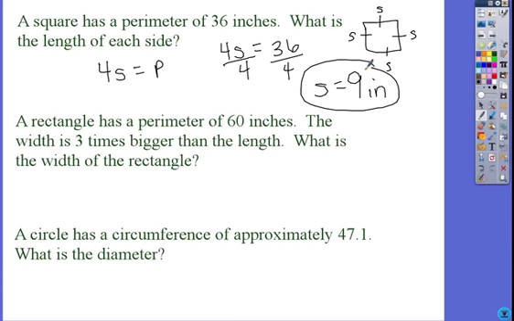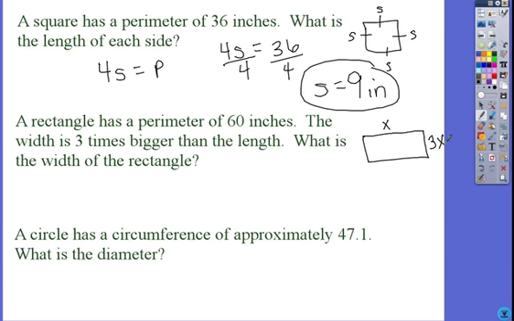The second problem says that we have a rectangle with a perimeter of 60 inches. The width is 3 times bigger than the length. What is the width of the rectangle? So in any type of geometry problem, your best first step is to draw a picture. So here I've got my rectangle, and the width is 3 times bigger than the length. So let's say the length is x. The width is 3 times that, so 3 times x.